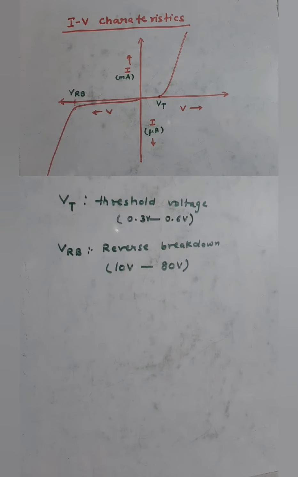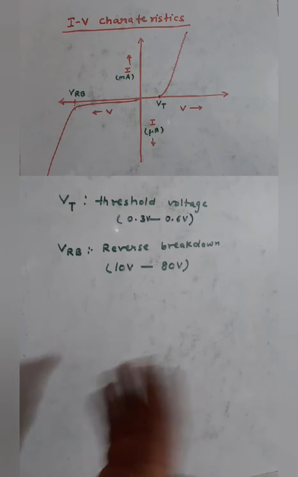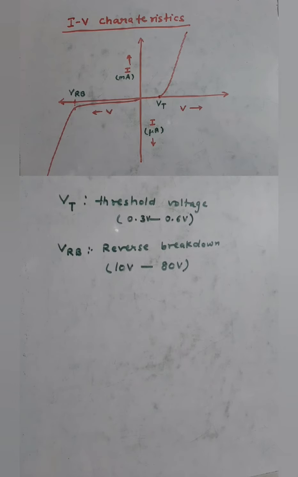So your reverse breakdown voltage could be anything, but generally it is higher. It is generally either 10 volt, 24 volt, 40 volts, 80 volts. It could be anything. But if you compare this with the threshold voltage, you can see that it is quite large compared to the threshold voltage.